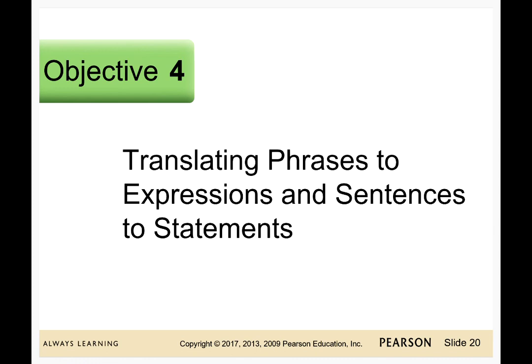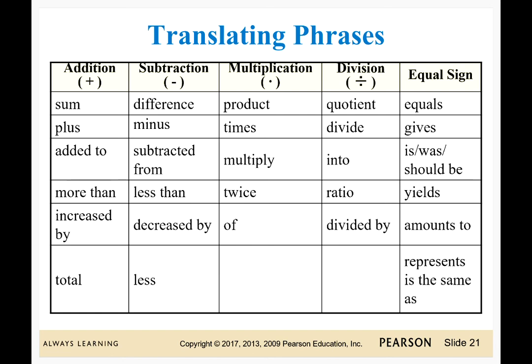All right, and the last objective in here has to do with translation. Now there's a lot of translation. You did a little bit of translation back in section 1, in section 2, but we're going to do a little bit more now because in chapter 2 we're going to do a lot of translation. So it's just trying to get us ready for that. So let's talk about how we translate these phrases into expressions and how we take full sentences in English and change them into math. All right, so there is a chart in your textbook with keywords that will help you translate.